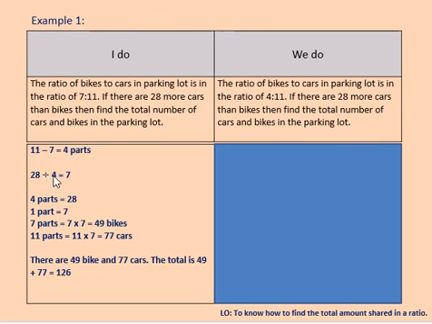If you divide 28 by 4, that gives you 7. That equals 1 part. So 1 part equals 7, 4 parts equals 28. Now we need to work out 7 parts and 11 parts. So 7 times 7 is 49 and 11 times 7 is 77. So there's 49 bikes, there's 77 cars, and if we add those two together we get 126. So the total number of cars and bikes in the parking lot is 126.